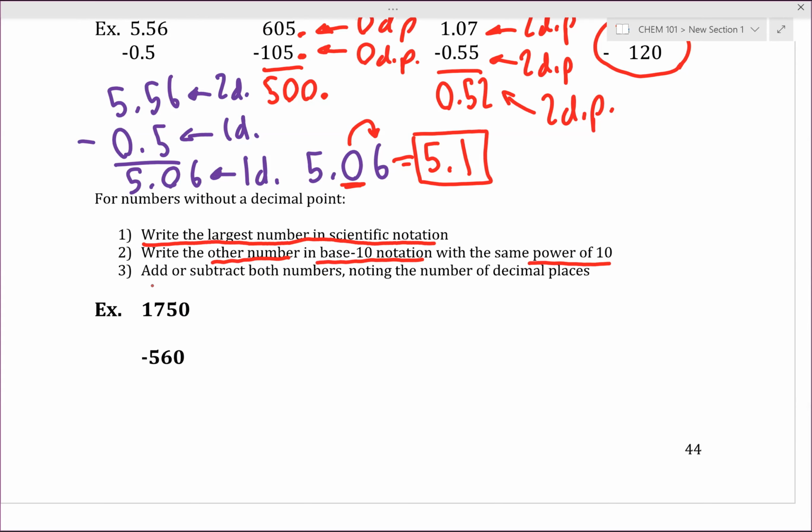Finally, you just add or subtract both numbers, noting the number of decimal places. Okay, so let's show how this works here.